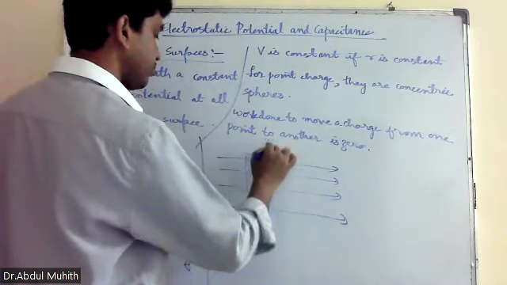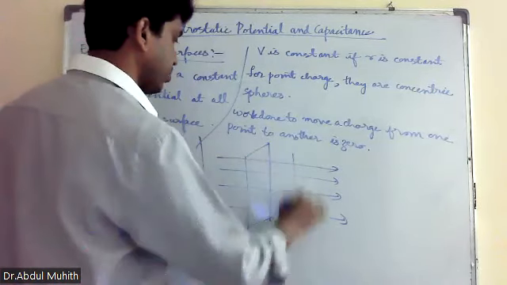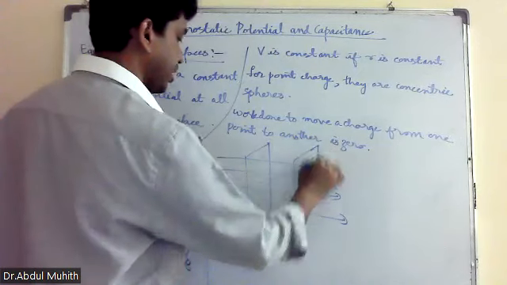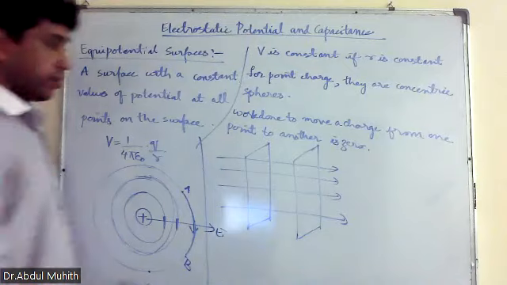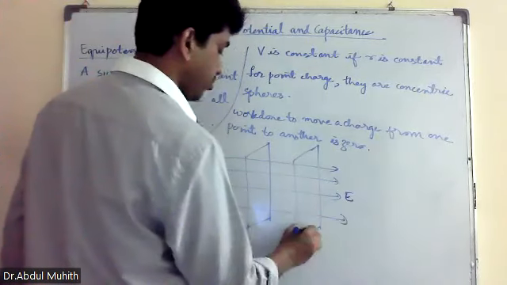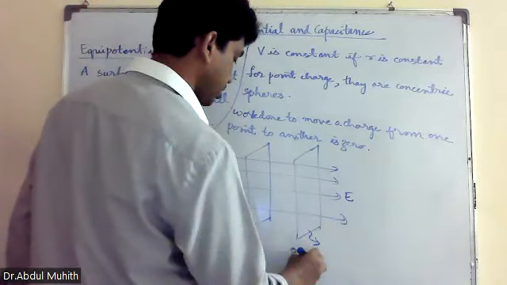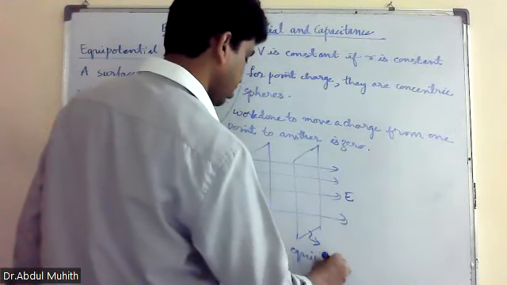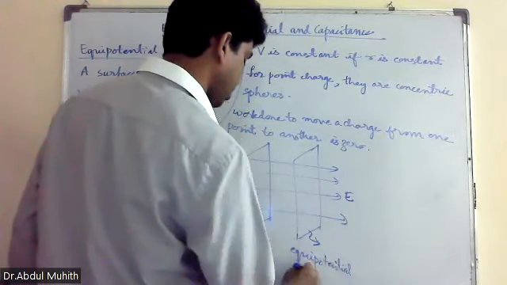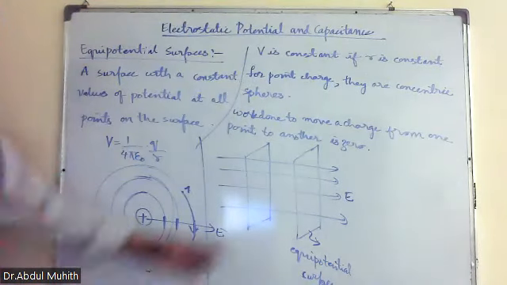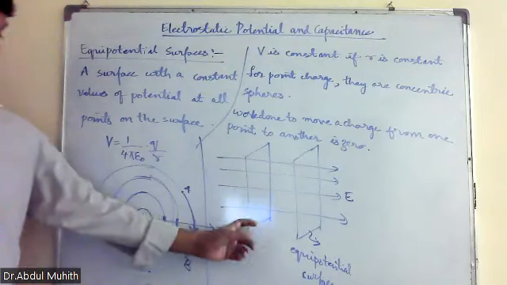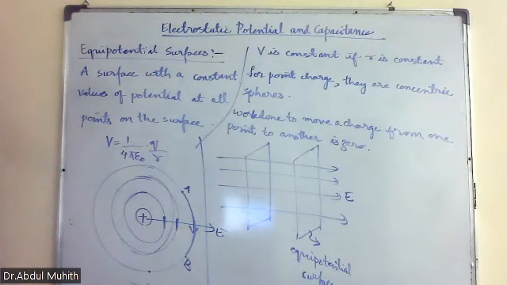So what happens here? This is one surface. This is the second surface. These are the surfaces. So this is the electric field and this is the equipotential surface. Is that clear? So if this is the electric field, the lines perpendicular to it are said to be the equipotential surfaces.